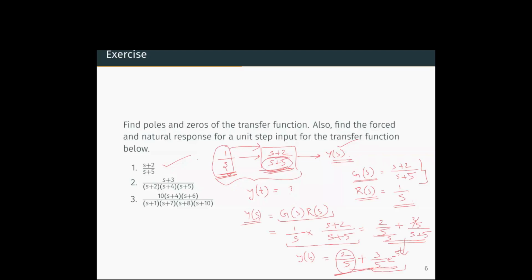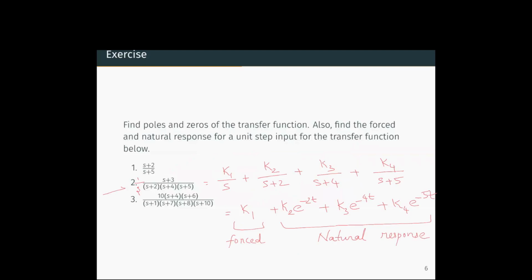So this pole s plus 5, so s equal to minus 5, causes this term e raised to minus 5t. So that is the natural response of the system. This is due to the application of the input, and this is due to the system poles. So this is the forced response of the system, and this is the natural response of the system.